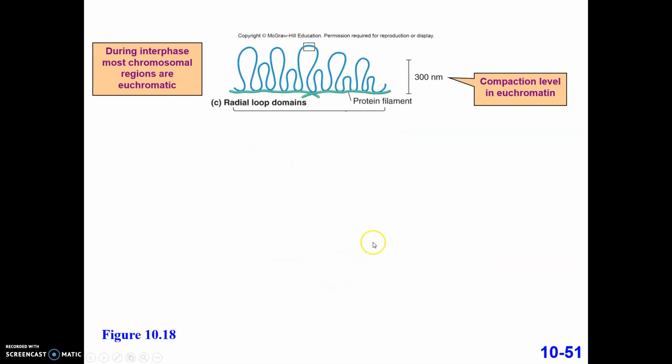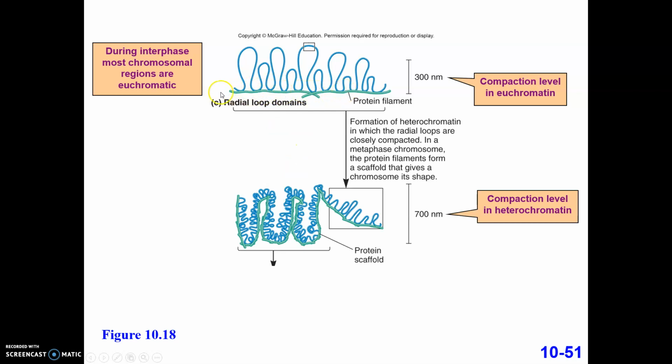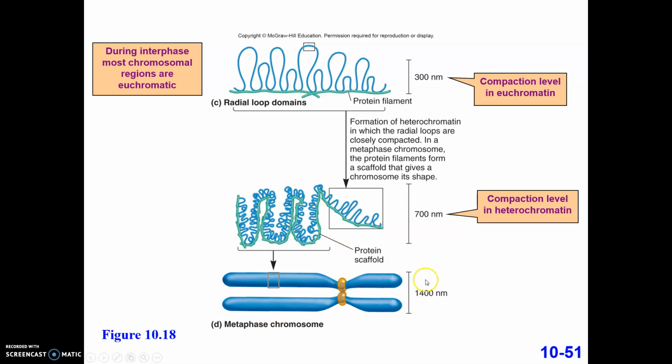We take those 30 nanometer fibers, we periodically attach that 30 nanometer fiber to a protein filament, and this is part of the nuclear matrix. What then starts to happen is when we want to take this euchromatin and turn it into heterochromatin, we need to take these scaffold proteins that the DNA is bound to and loop them in on themselves, right? So this is what euchromatin looks like. This is what heterochromatin looks like. If we continue doing this even more, we'll ultimately end up with this metaphase chromosome.